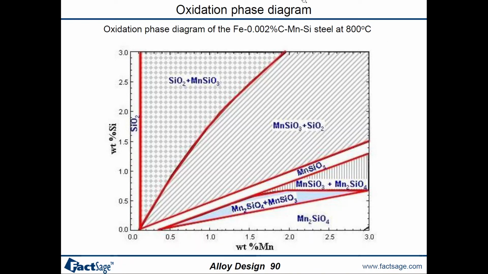Similarly, you can see an oxide phase diagram for iron with 0.002 weight percentage of carbon, manganese, Si steel. So here we varied the silicon and manganese weight percentages and fixed the carbon concentration and the annealing temperature, which is 800 degrees centigrade. And for different compositions, we can get what will be our primary and what will be our secondary oxides.